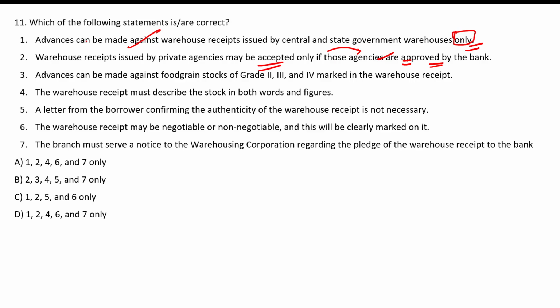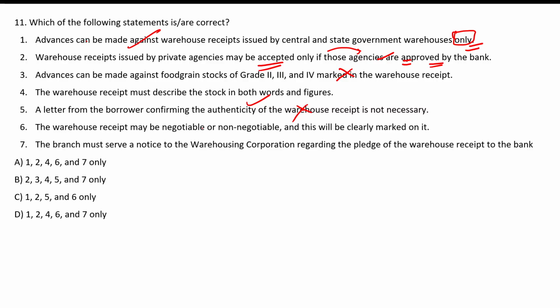Advances can be made against food grain stock of grade 2, 3, 4. No, again only against grade 1. So this is not correct. Warehouse receipt must describe the stock in both words and figures. This is correct. A letter from borrower confirming the authenticity of the warehouse receipt is not necessary. It is actually required. So this statement is not correct.